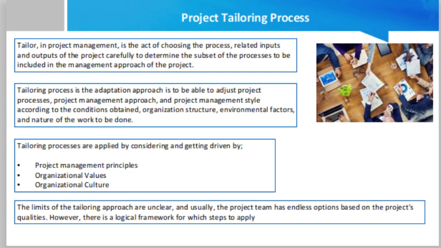The results of tailoring may change according to the project context, goals, operating environment, and levels of maturity of the organization. Tailoring processes are applied by considering and being driven by project management principles, organizational values, and organizational culture. In projects, the project aspects that can be tailored are life cycle and development approach, processes, tools, methods and artifacts, and engagement. The limits of the tailoring approach are unclear, and usually the project team has endless options based on the project's qualities. However, there is a logical framework for which steps to apply.